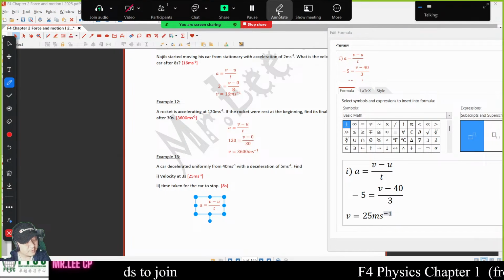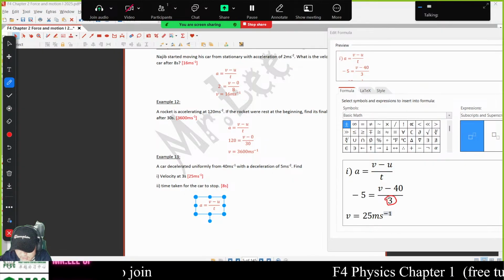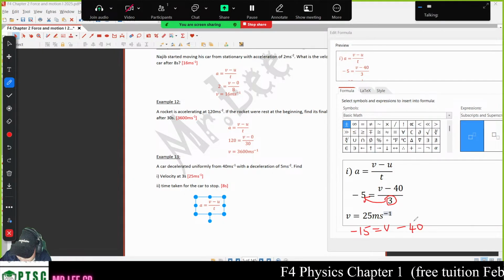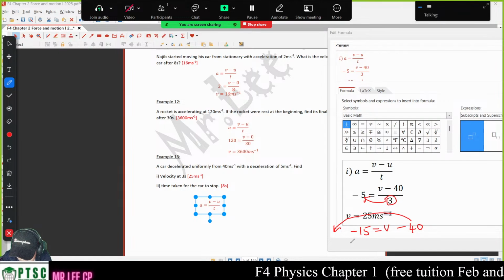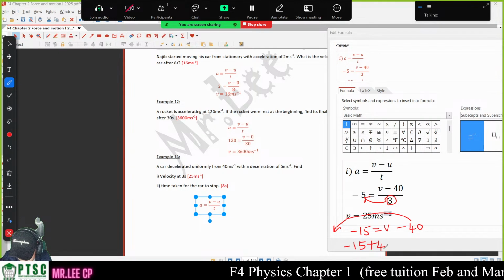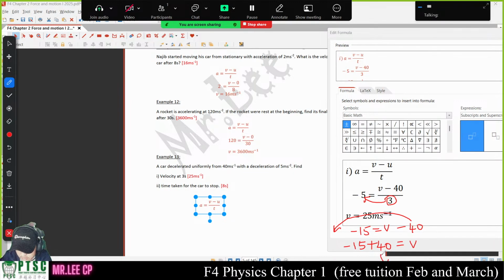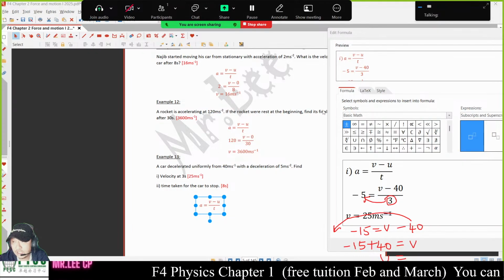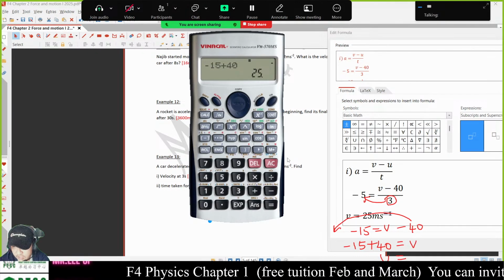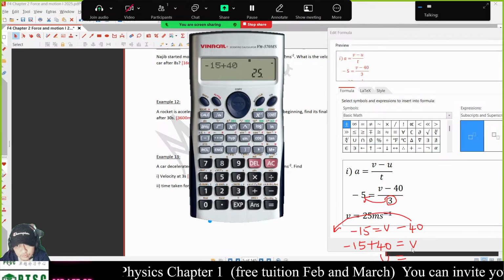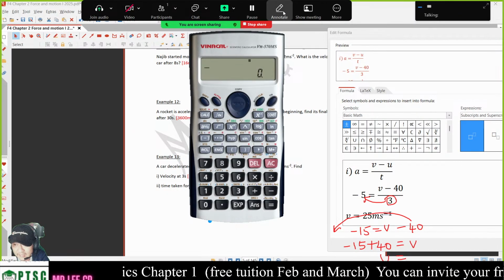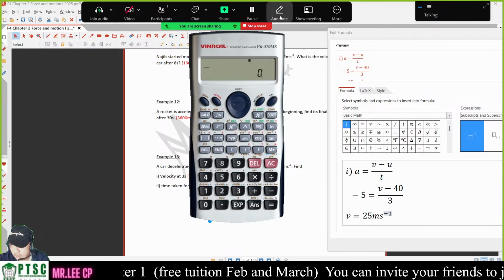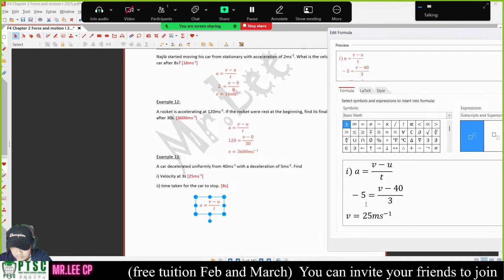Maybe some of you are not really sure about this, so I did it too fast. 3 times 5, 15. So negative 15 is equal to v minus 40. Negative 40 comes to here and becomes plus. Negative 15 plus 40 is my v. So we write v is 40 minus 15. That's how I come from. I do it faster. So we get 25.